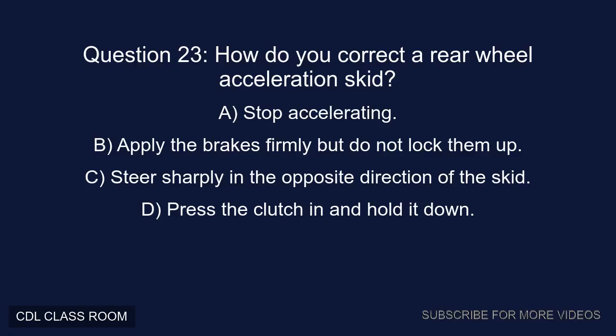Question 23. How do you correct a rear wheel acceleration skid? A. Stop accelerating. B. Apply the brakes firmly but do not lock them up. C. Steer sharply in the opposite direction of the skid. D. Press the clutch in and hold it down. Correct answer, A. Stop accelerating.